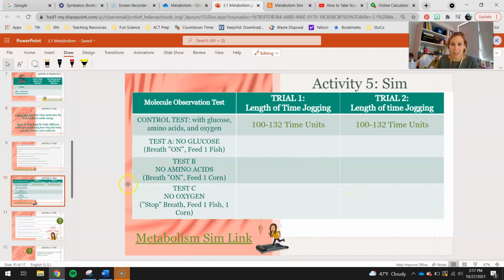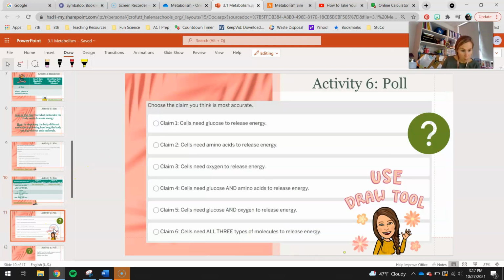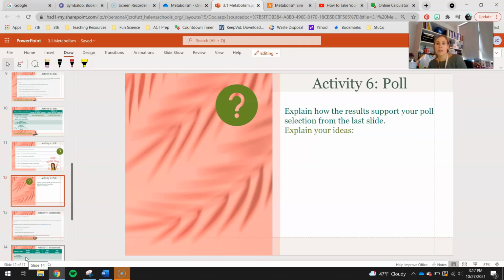One's pretty obvious, being oxygen. If we're not breathing, we're not getting energy to our muscles. We can't run for very long. Which other one doesn't allow us to run near as long? Compare the data to your healthy body, and go ahead and use the draw tool to check your answer. And then finally, explain how the results support your poll selection from the last slide.